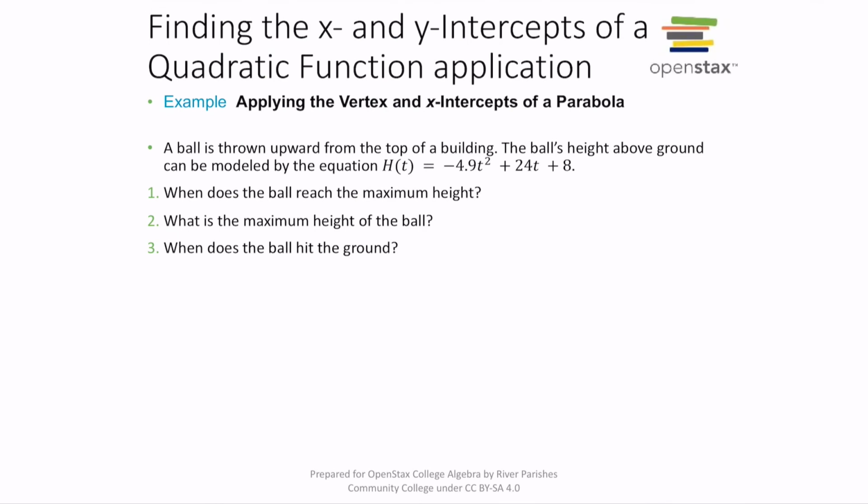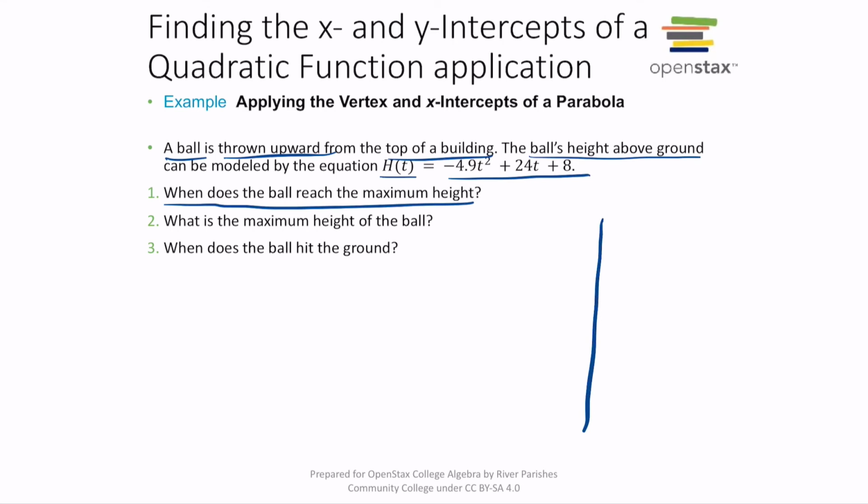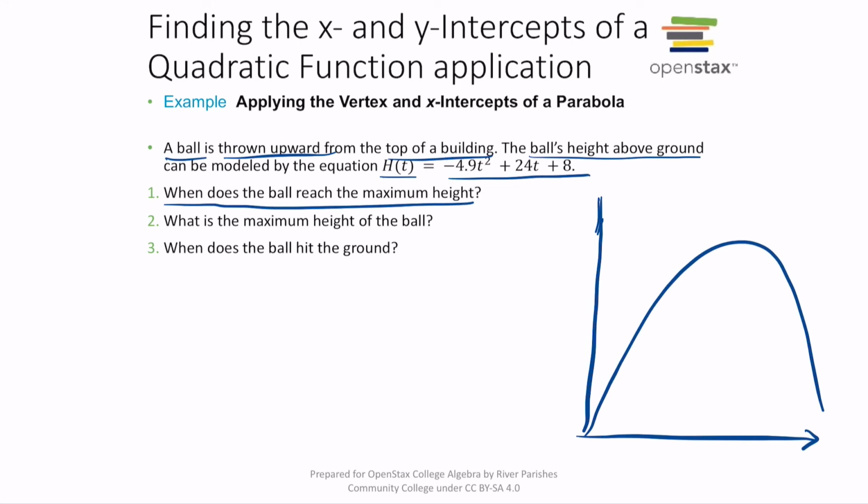Next, let's try and use the x and y intercept to apply the quadratic function application. So you have a ball that's thrown upward from the top of a building, and the ball's height above the ground can be modeled as h of t equals -4.9 t square plus 24t plus 8. So when does the ball reach maximum height? If you take this curve here, it looks somewhat like this. So we want to know what time it reaches the maximum value.